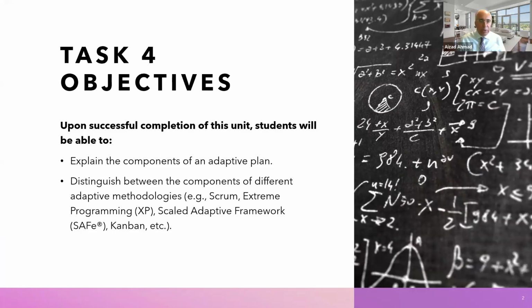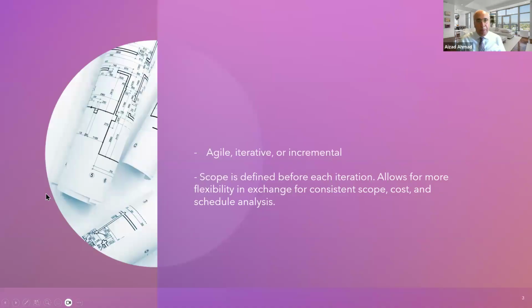We already talked about Scrum, so a little bit more about it, but Scrum is one of the types of project management techniques that you can use. Another is XP, also known as extreme programming. Then there's scaled adaptive framework, SAFe, and then there's Kanban and many others. So we will undertake our understanding of these other methodologies, which all come under adaptive.